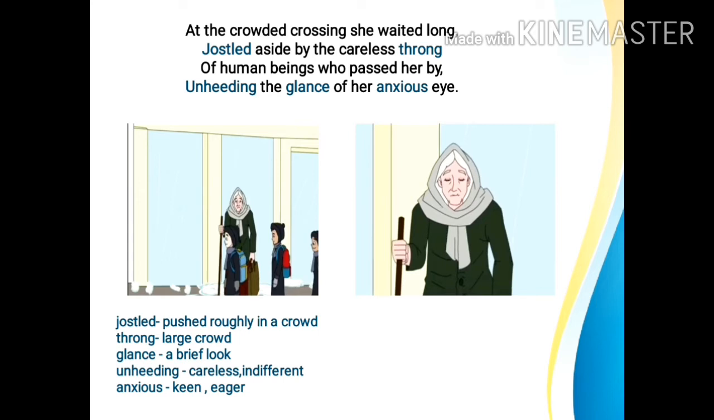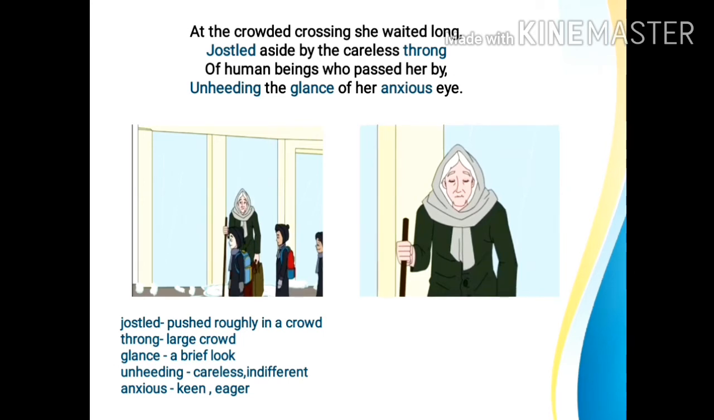Anxious, keen or eager. In the second stanza, the poetess describes that the old woman waited to cross the road, but she was unable to do so because she was scared that she might fall down while crossing the road. There were many careless people passing by the road, but everyone was trying to push her to one side. No one took notice of the worried look of this old woman, that she wants to cross the road and needs help. But no one came forward to help this old woman.